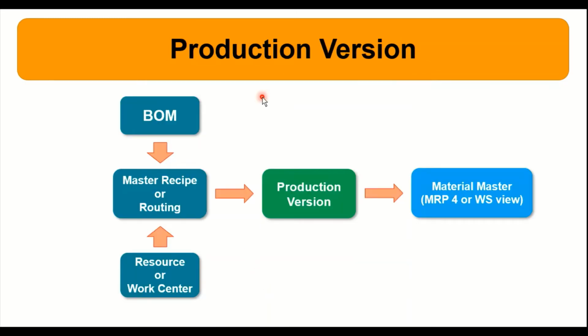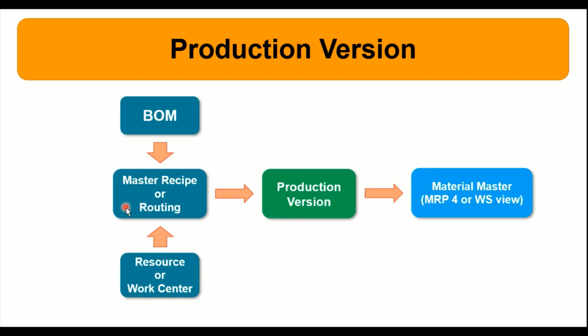Now coming to the production version, as we have discussed, we have a bill of material for the material which carries the complete set of components. This bill of material will be assigned into the routing or the master recipe, wherein we assign these components into each of these operations. Let's say in the first operation of cutting, I need to use raw material 1 and raw material 2. Now I can do a component allocation in the routing in the first and the second operations, right?